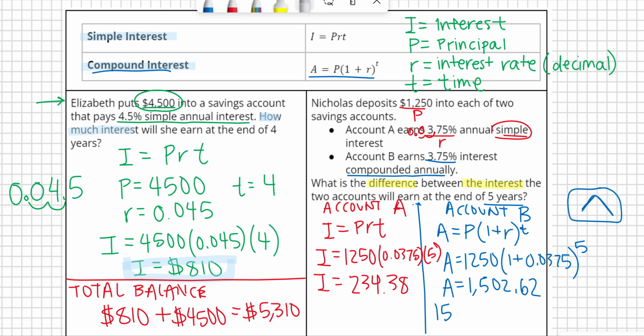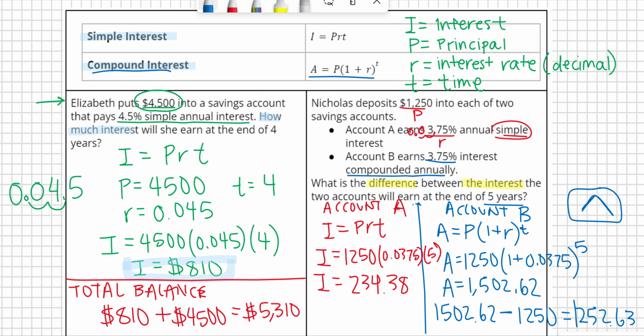To find how much interest, I'm going to take the total account balance, which is $1,502.62, and subtract the original principal, which is $1,250. And this will tell me how much the account grew, which is how much interest was earned. So when I do that, $1,502.62 minus the original principal of $1,250, and I get $252.63.